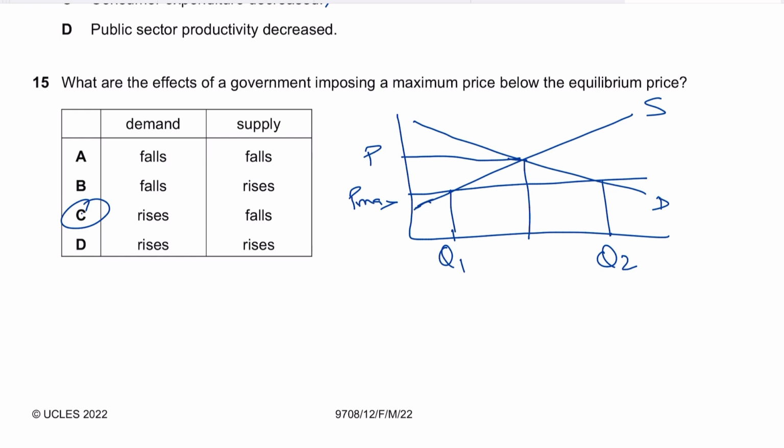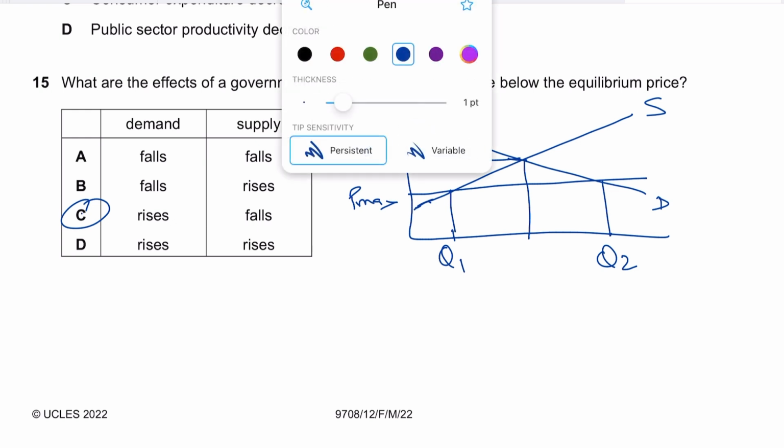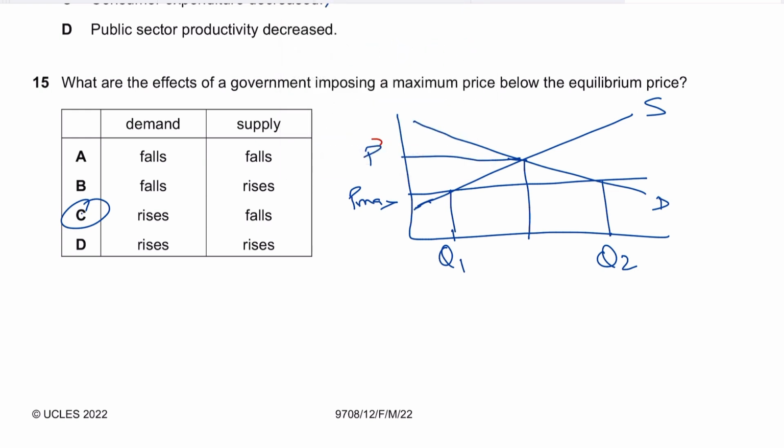15 is C. But if the maximum price is imposed above the equilibrium, remember that it would be ineffective and nothing will happen. In fact, the original equilibrium price and the original equilibrium quantity will prevail in the market.